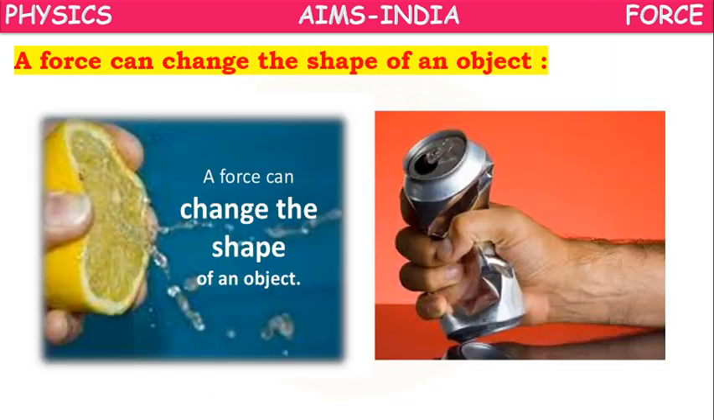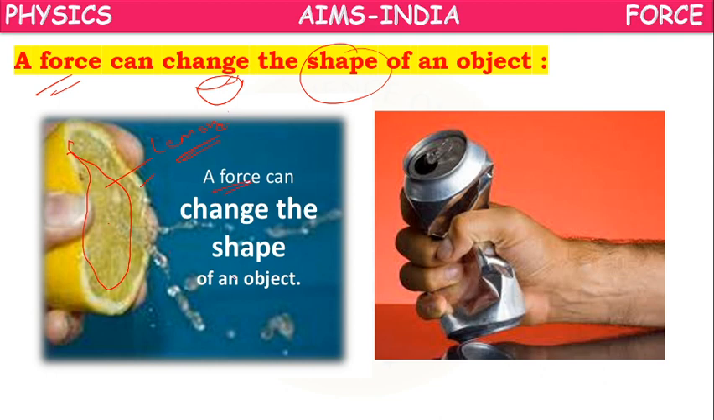So next, a force can change the shape of an object. So if you squeeze a lemon, initially it was in a round shape. After squeezing, its shape will become irregular.